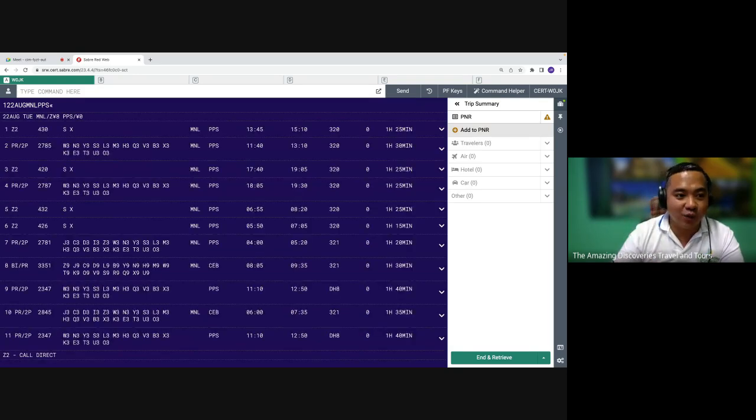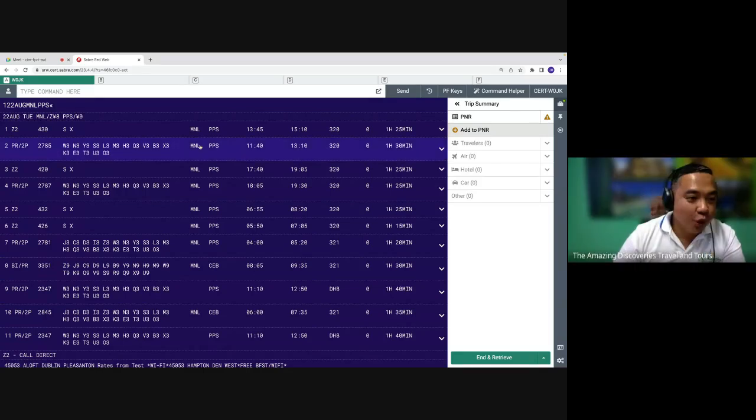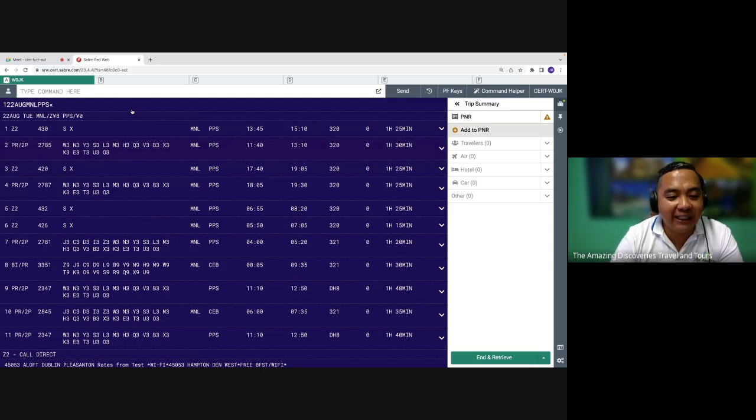One for the availability, 22 August, Manila to Puerto Princesa. Let's try to check how many flights will be displayed by Sabre. Okay, so again, press ko ang enter. Now, how many flights are displayed by Sabre there? 11, sir. Very good. Because we will have to look at line number 1 up to line number 11. Out of the 11 flights, how many ang makita ninyo nga may X?